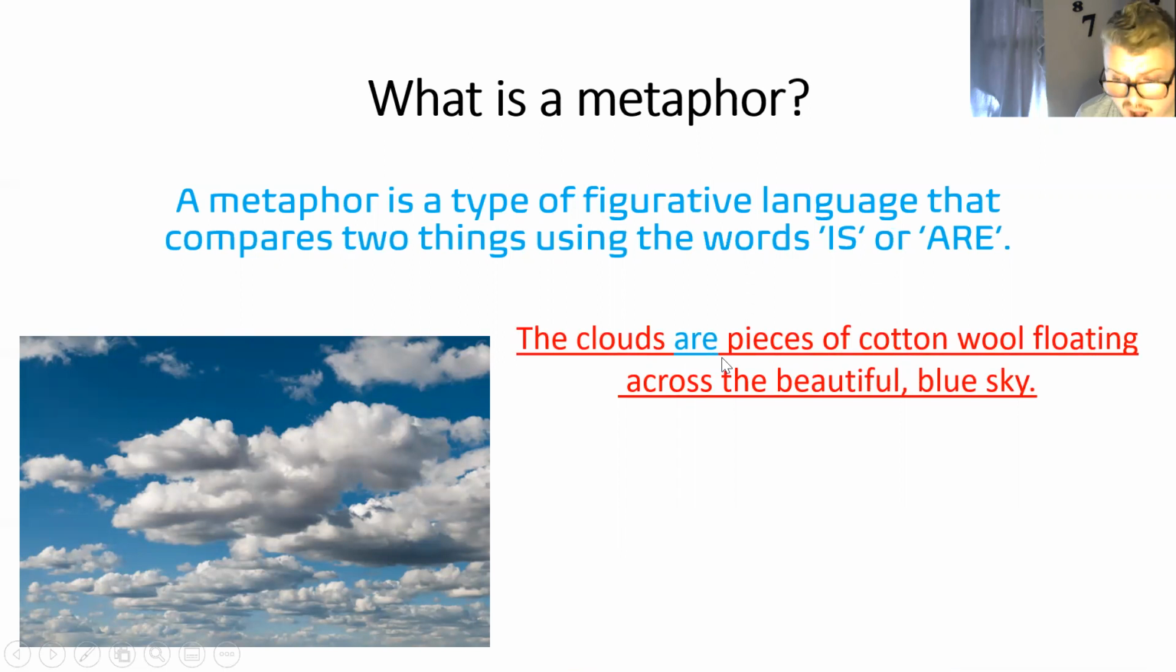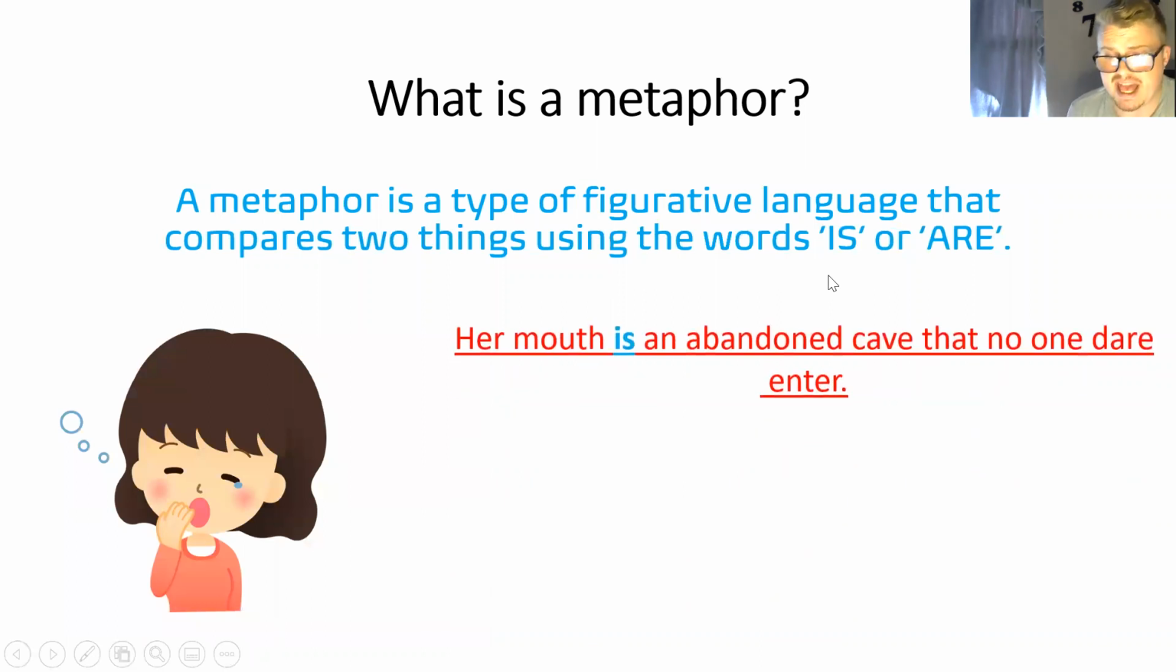The clouds are pieces of cotton wool floating across a beautiful blue sky. So once again, we've got the clouds being compared to cotton wool, but we're not saying as, and we're not saying like because they're similes. We're saying are because it's a metaphor, and we use is and are for metaphors. And the final one, her mouth is an abandoned cave that no one dare enter. Not her mouth is like an abandoned cave. We're saying it is an abandoned cave. So that's the difference between metaphors and similes.